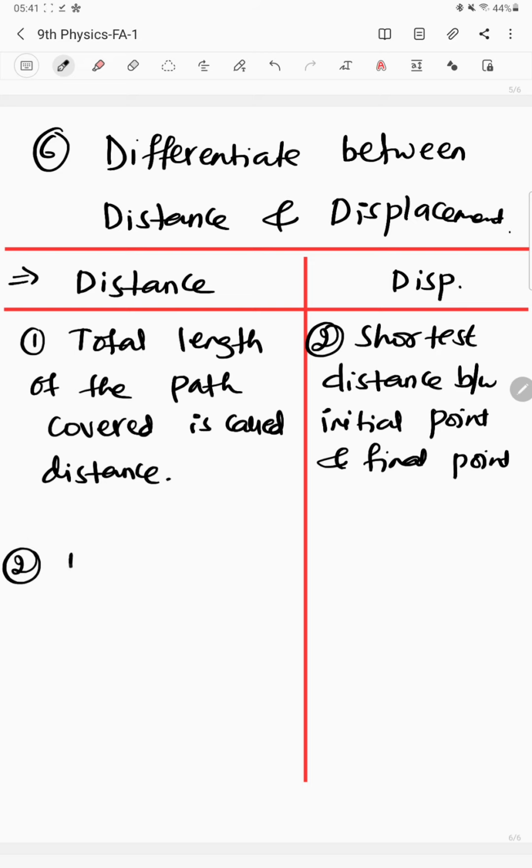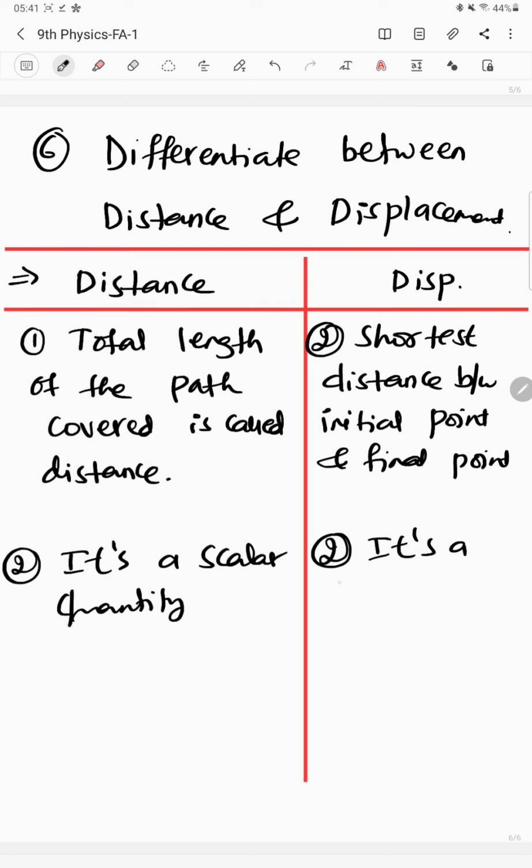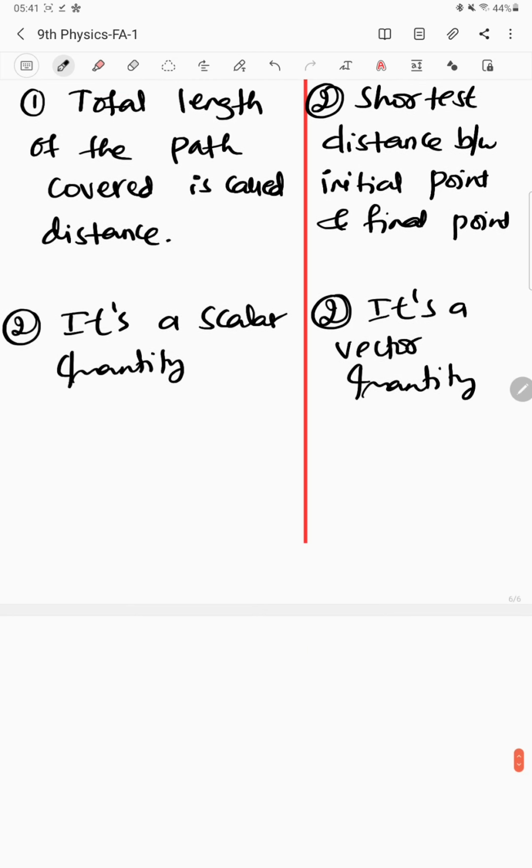The second one is: distance is a scalar quantity. And how about displacement? Displacement is a vector quantity. You know about what is a scalar and vector. So it's a scalar quantity and it is a vector quantity.